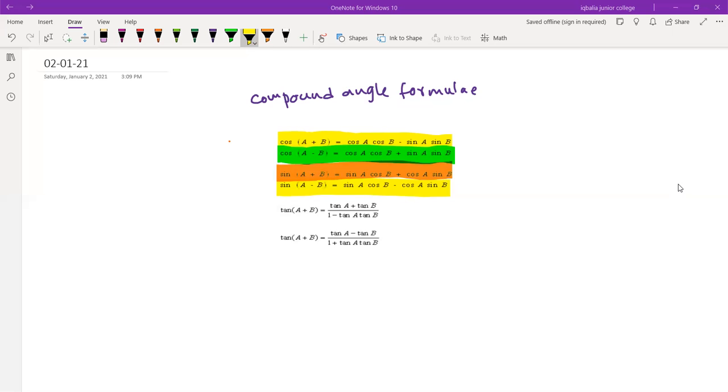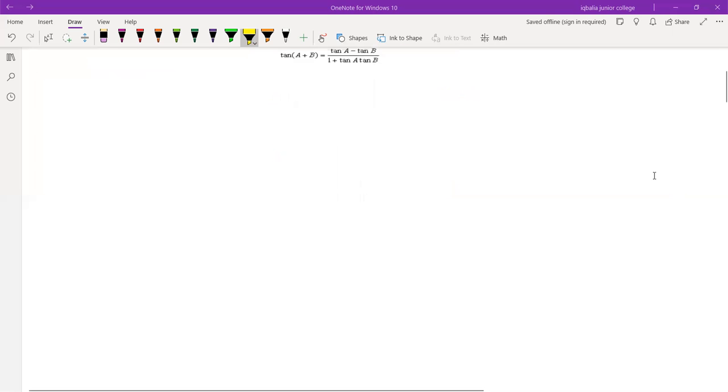Okay, so you have learned cos(a+b), cos(a-b), sin(a+b), sin(a-b). These are all compound angle formulas. With these four formulas, we are going to derive some formulas that are called transformation. So in this class, we are going to learn transformation. What is the meaning of transformation?